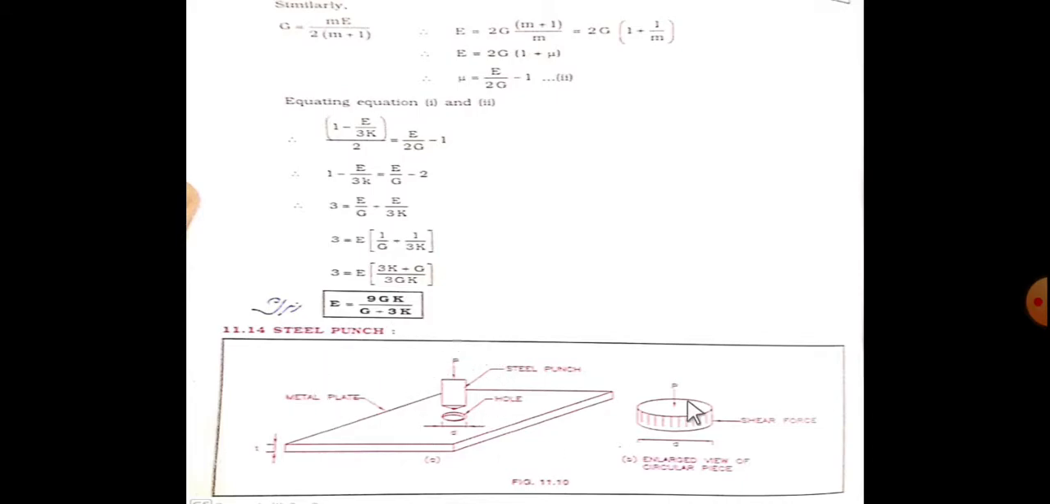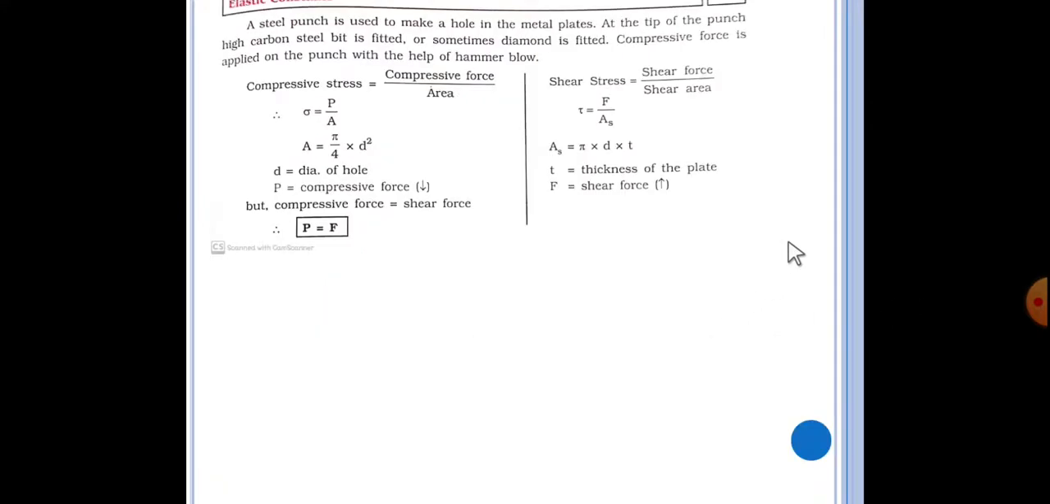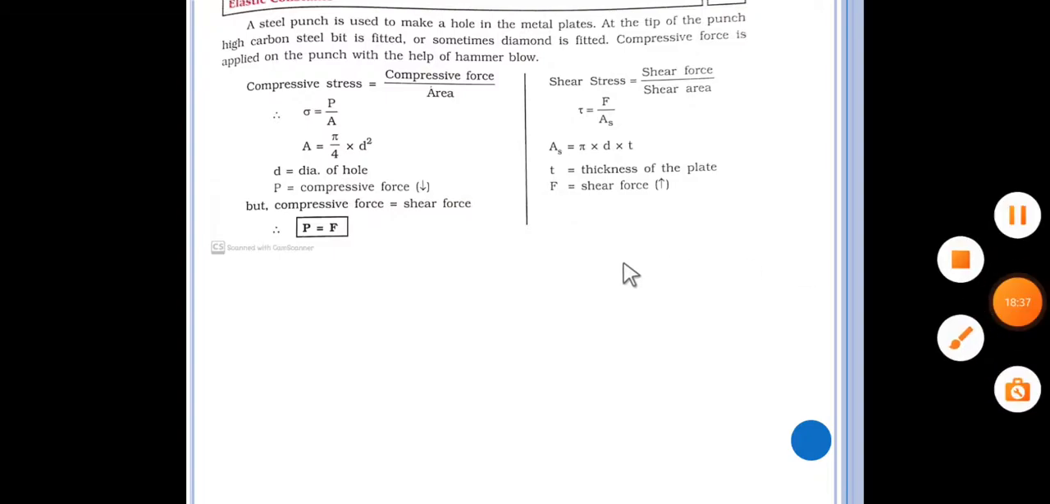This steel punch is used for punching shear, and that we have to study in next semesters. Right now it is not needed. So, you have to remember these things for particular cases.